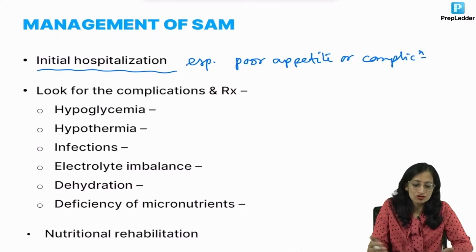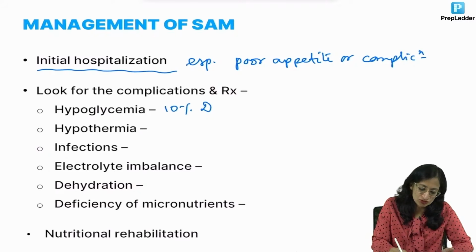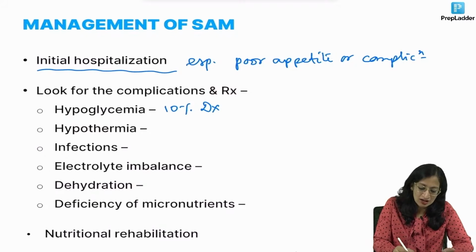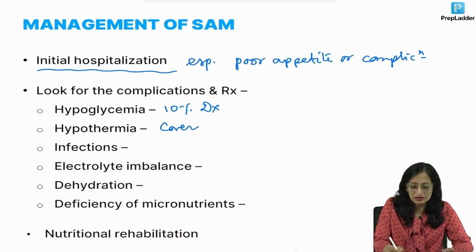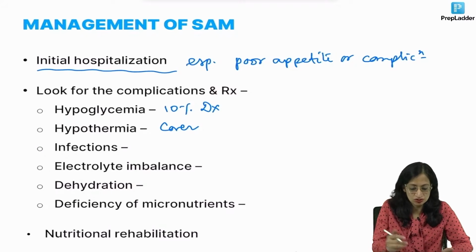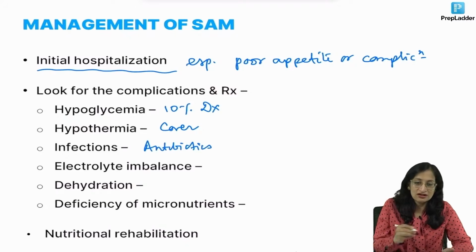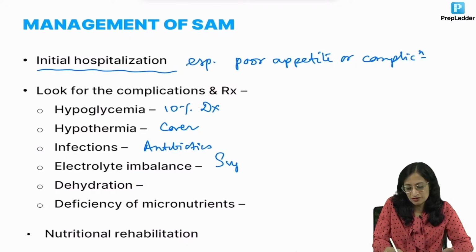If there is hypoglycemia, you have to give 10% dextrose. You can give either using a nasogastric tube or IV. Hypothermia, you have to cover the baby and heat up the baby, change the wet clothing and so on. Infections, you need to give antibiotics, okay? Electrolyte imbalances, you need to correct. You need to supplement potassium, magnesium and all the electrolytes in which the child is deficient.